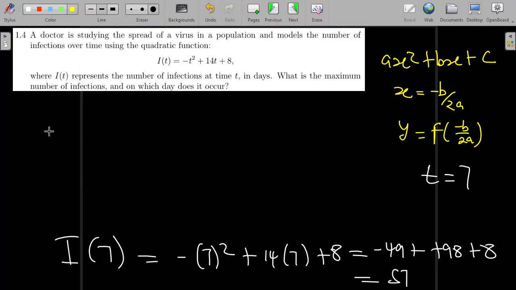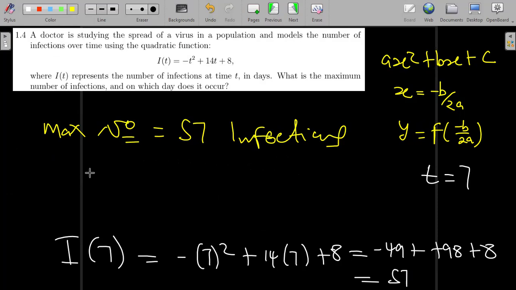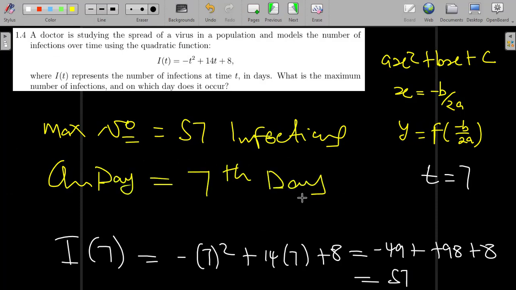So the max number is equal to 57 infections. And then on which day? On which day, we're going to say day 7, or the 7th day, which is a very important day for the SDAs, right? So that's what we can do there.